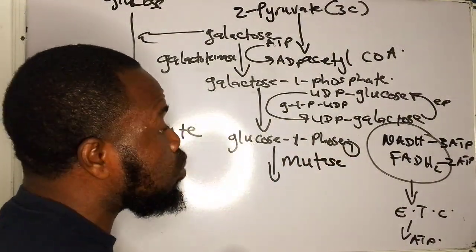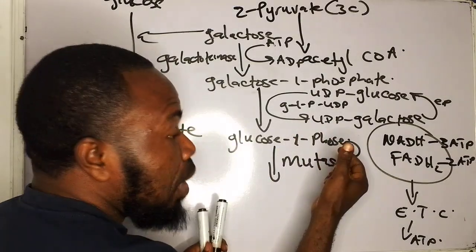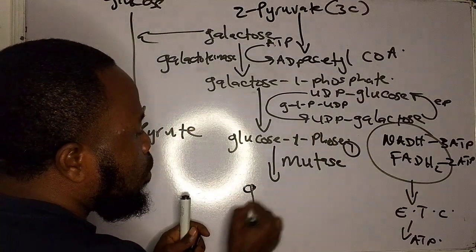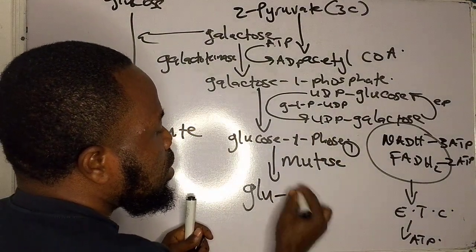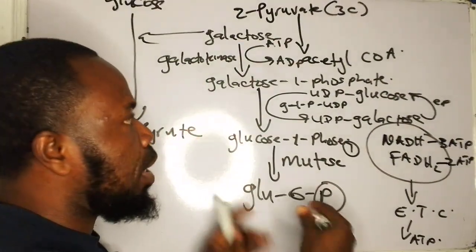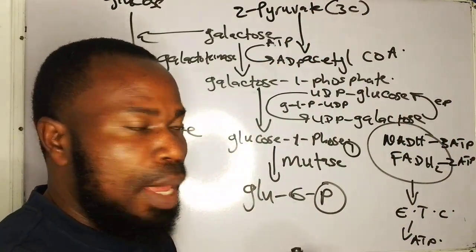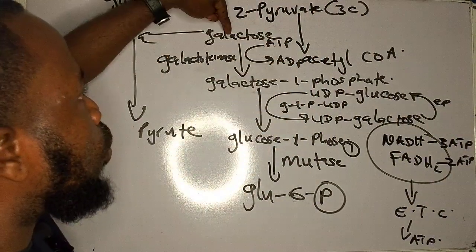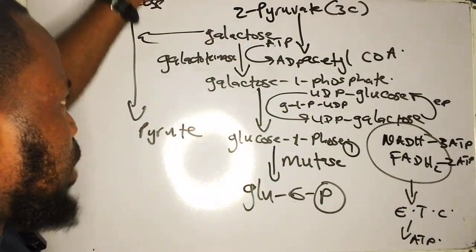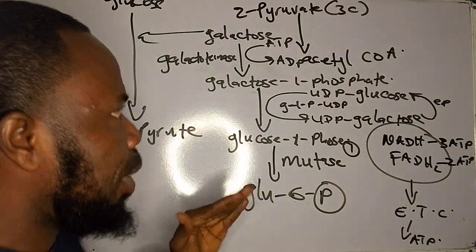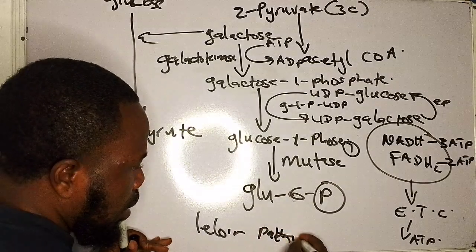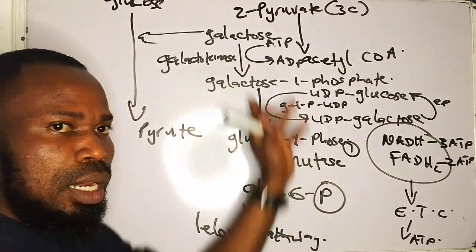Now, what happens next is that this glucose 1-phosphate is acted on by an enzyme known as a mutase. Remember, what does a mutase do? It is a kind of enzyme that transfers the phosphate from carbon number 1 to carbon number 6 to form glucose 6-phosphate. This glucose 6-phosphate, if you know that pathway, enters into the glycolytic pathway and continues with that pathway. So what I have done here is to show how galactose enters into the glycolytic pathway, and this pathway I've just shown you is known as the Leloir pathway.